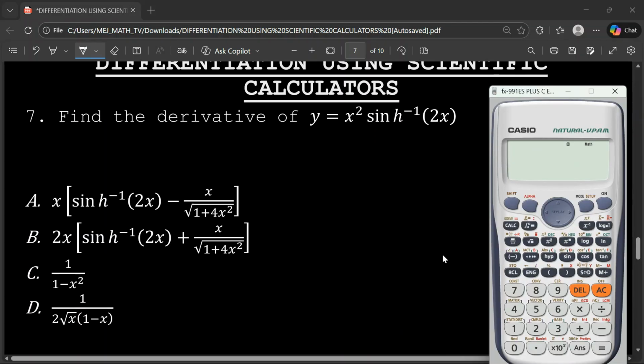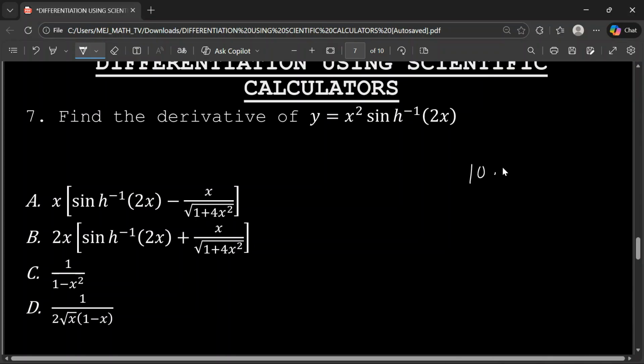Question 7 says that we are to find the derivative of this function. So we are going to say dy dx of the function alpha x squared, the hyperfunction 2 alpha x, close it, and we will evaluate it at the point 2. And the answer is 10.3191.